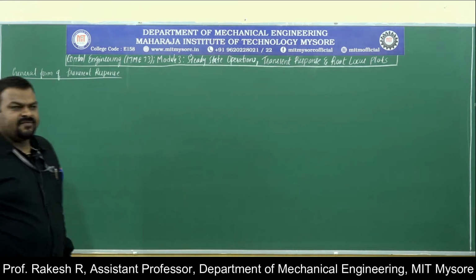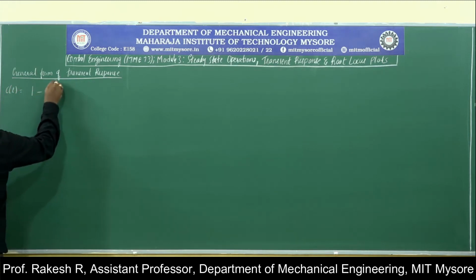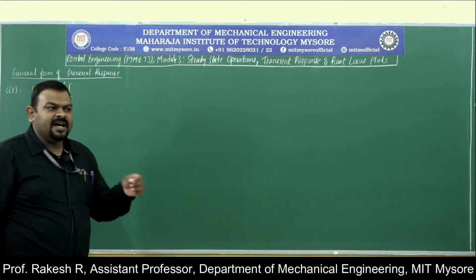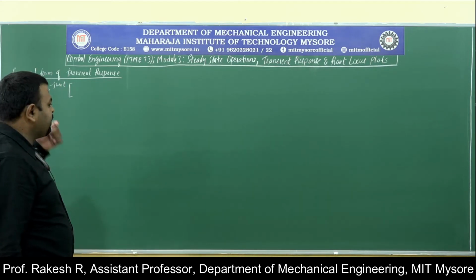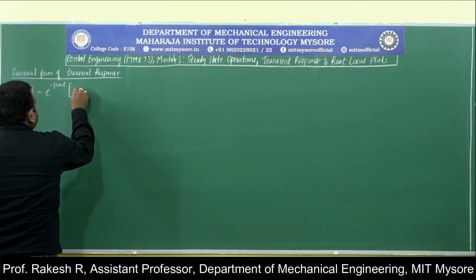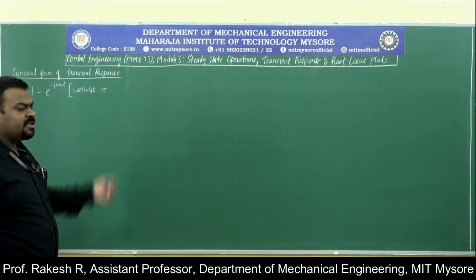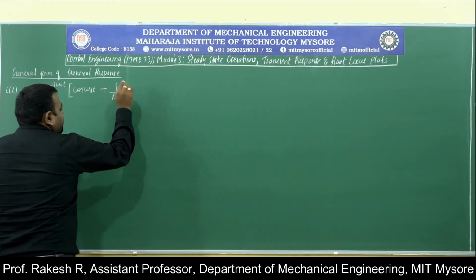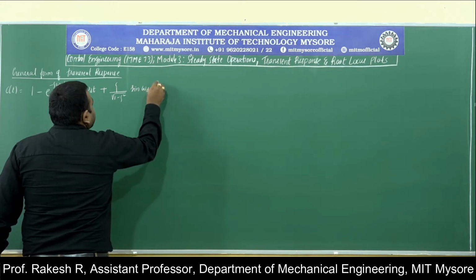So from the underdamped equation, the output equation C of t will be equal to 1 minus e to the power of minus zeta omega n t. This is the condition for an underdamped system, where the zeta value is less than 1, and we considered it for a unit step input. So this is the equation: cos omega d t, where omega d is the damped natural frequency and zeta is the damping factor, plus zeta divided by square root of 1 minus zeta square into sine of omega d t.